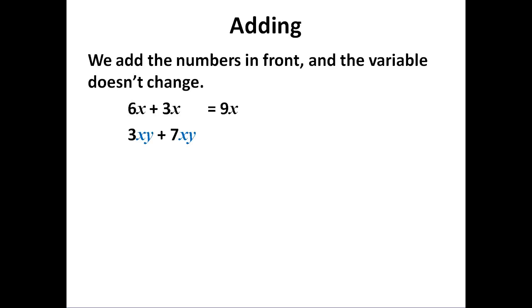We look at these two. They have x and y. We add 3 and 7 is 10, and the xy does not change. Must resist, when we have powers, to change the power. In this case we have 2x squareds, so we add them and it remains an x squared.